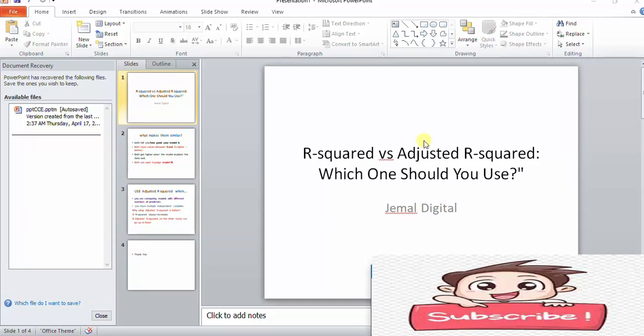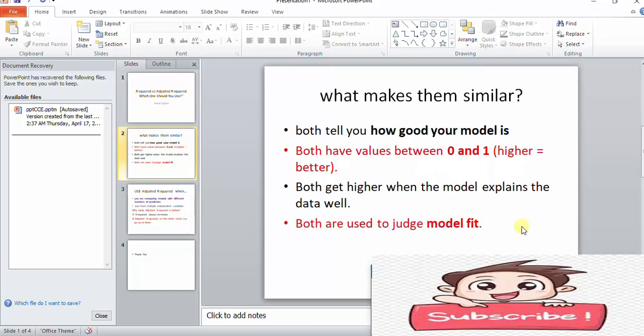Today's topic is very important if you are working with regression models. We are going to talk about R square versus adjusted R square, which one you have to use and why. Let us start by talking about the similarity between R square and adjusted R square. As you may know, both R square and adjusted R square tell you how good your model is. In short, both are important to evaluate and judge the model fit.